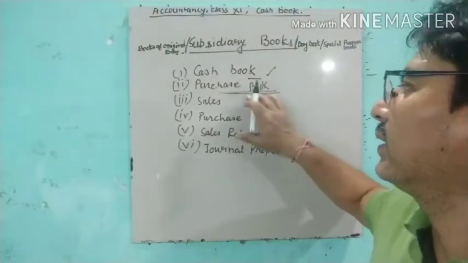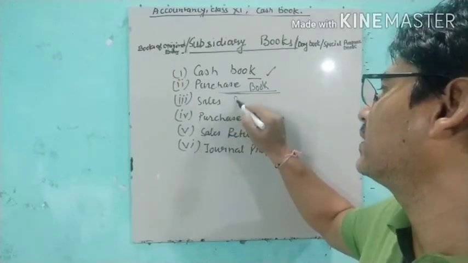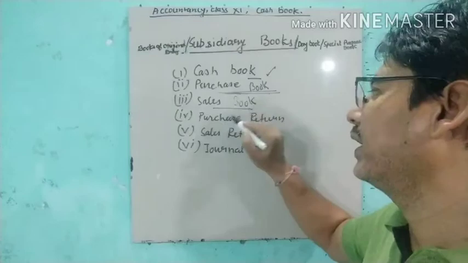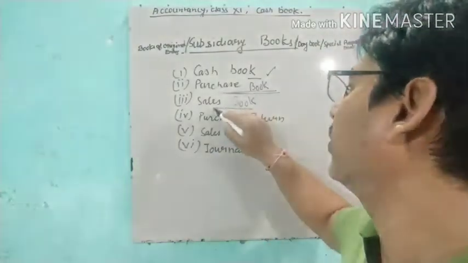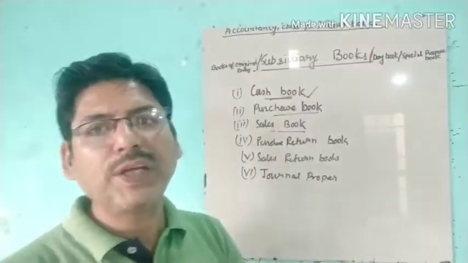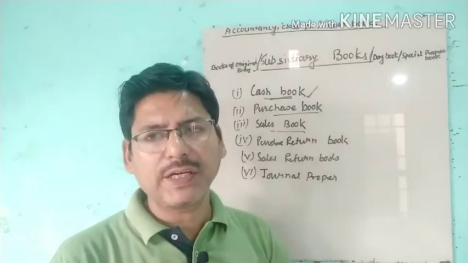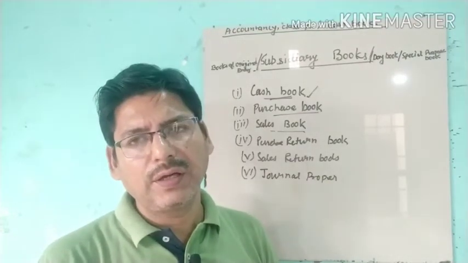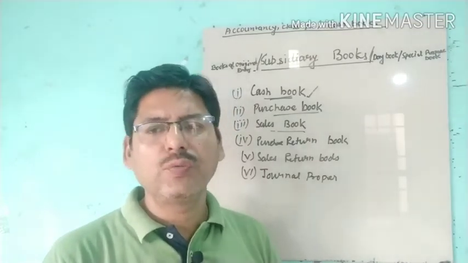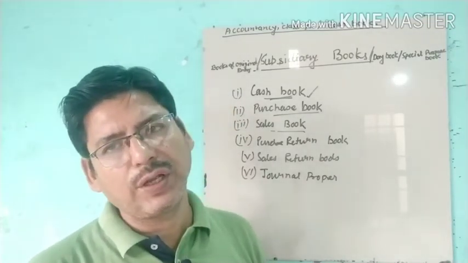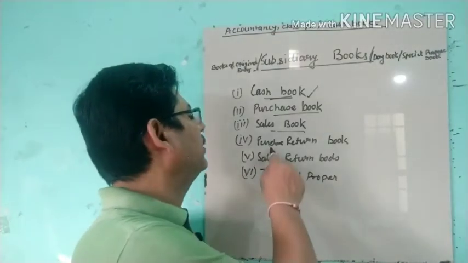and who the suppliers are. We can find this out. Then comes the sales book. In the sales book, we record all the credit sales transactions. All the credit sales are recorded in this book. Then the purchase return book. These credit purchases are goods which were bought on credit. Now if they are returned, those transactions are recorded in the purchase return book.